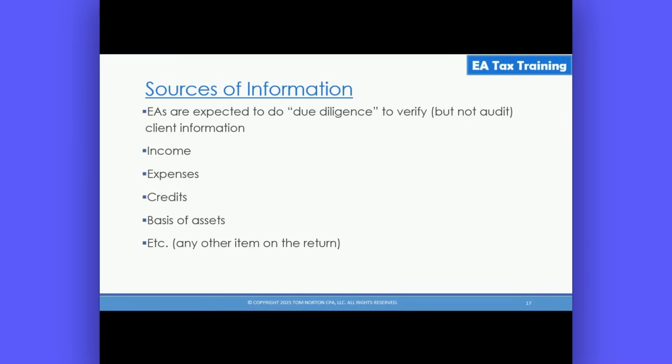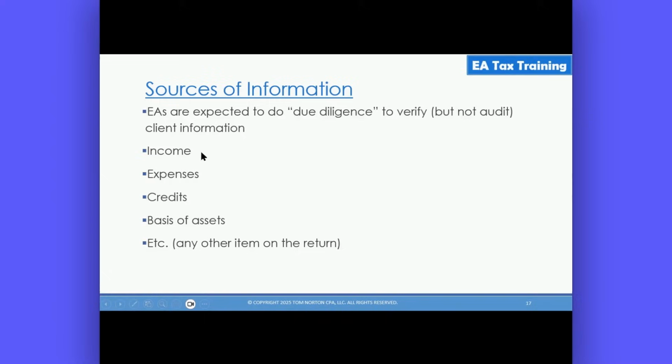Now, there are some things that the IRS actually does say, no, you as the preparer, you do have to get proof. You do have to get more information. We'll talk more about those later in the course. But for the vast majority of things, that is not the case. So, what types of items do you need to even get information about? Well, it's all the things that might be on the tax return.